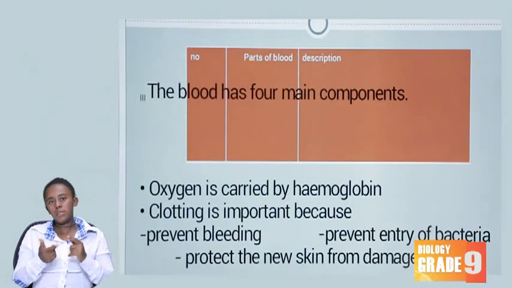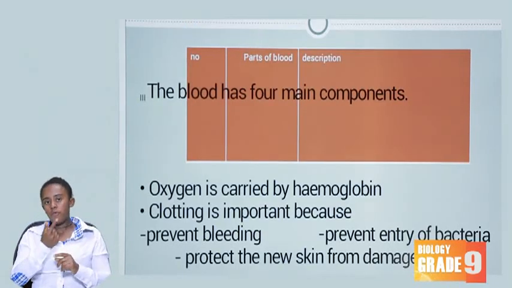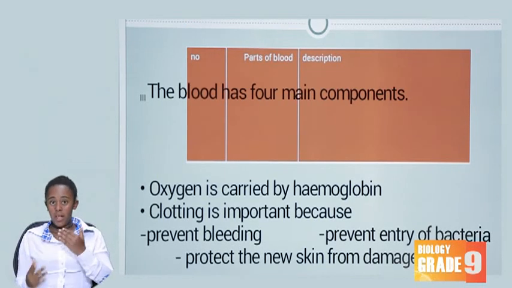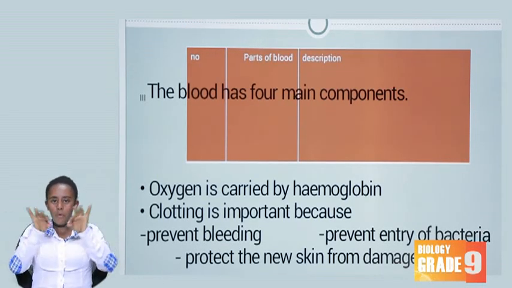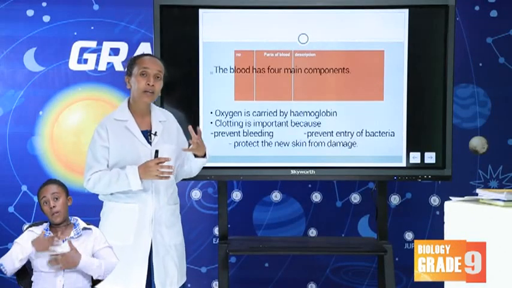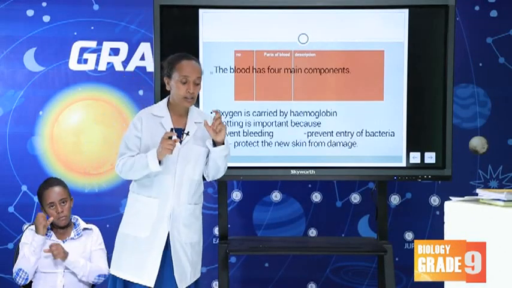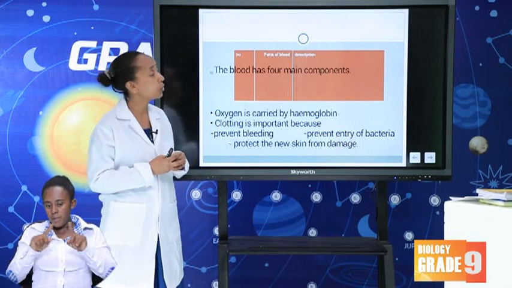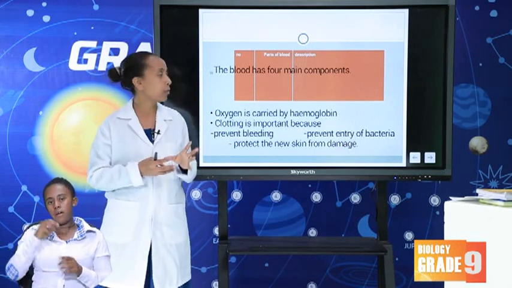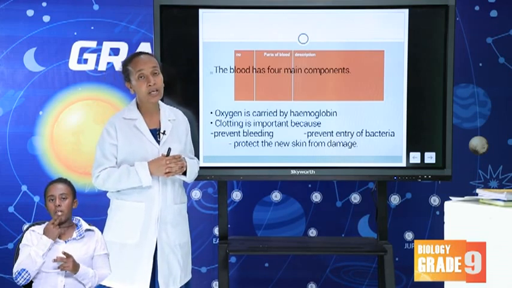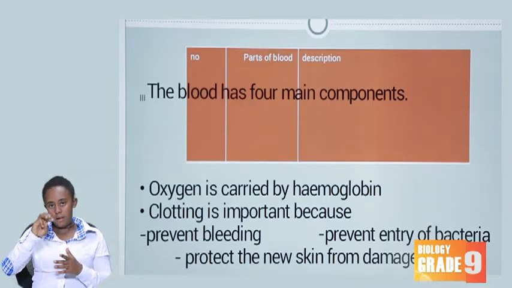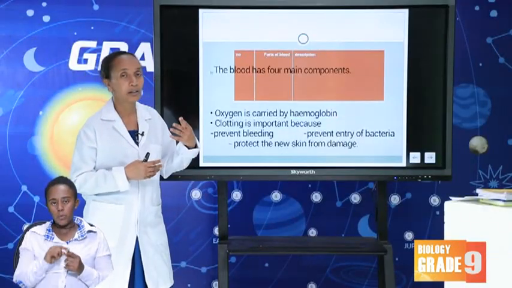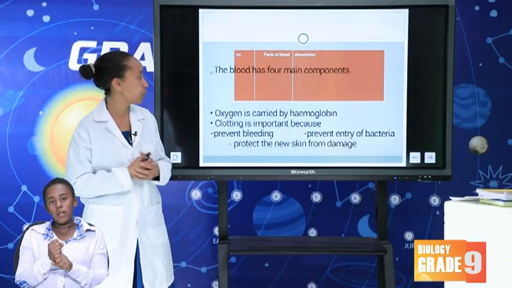And the second component of the blood is red blood cells. You know that red blood cells are very important in our circulatory system because they carry oxygen. Red blood cells carry oxygen because they have a special type of protein that is known as hemoglobin. And hemoglobin is a type of protein suited to carry oxygen in our body.